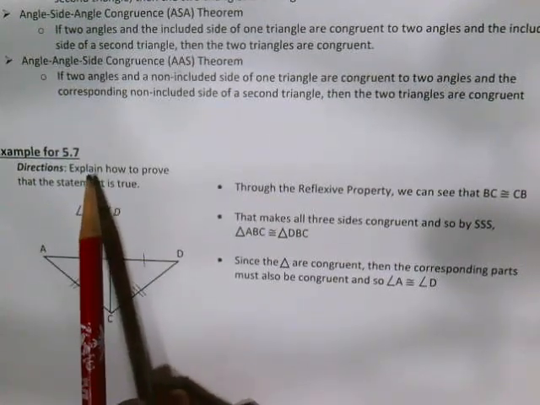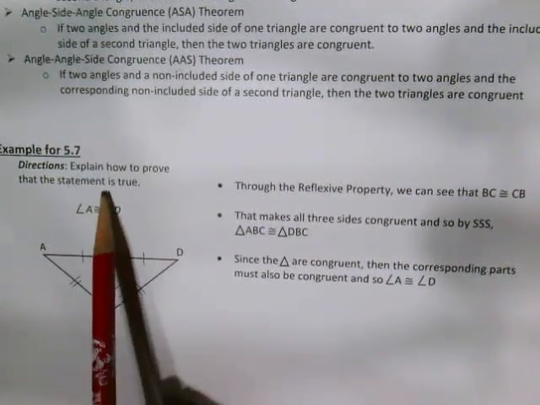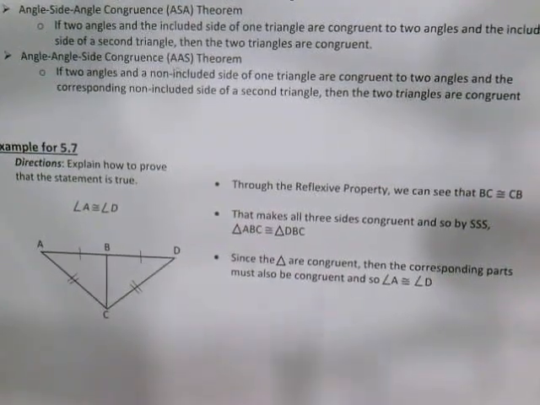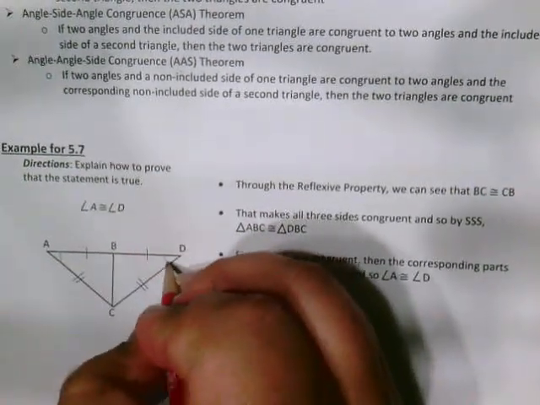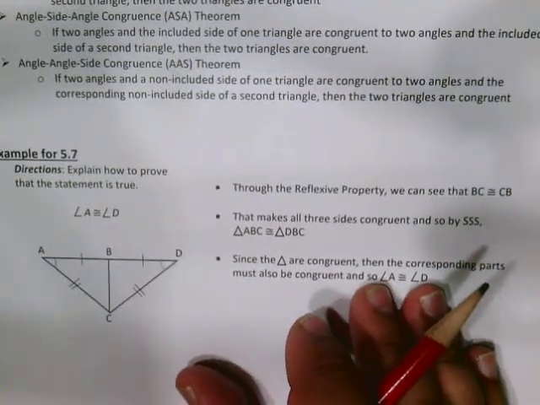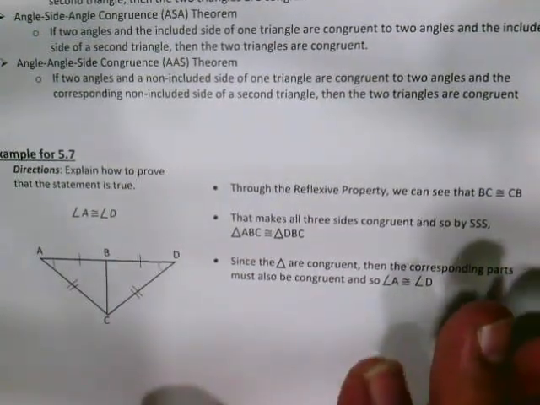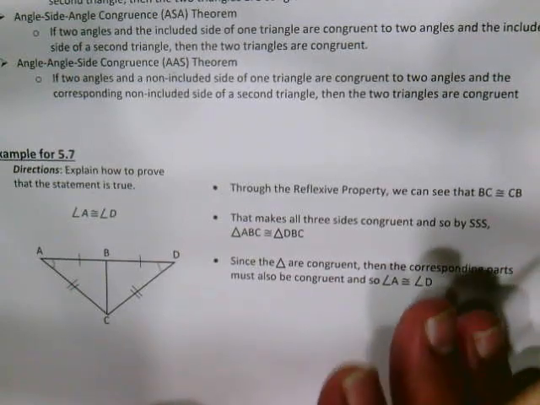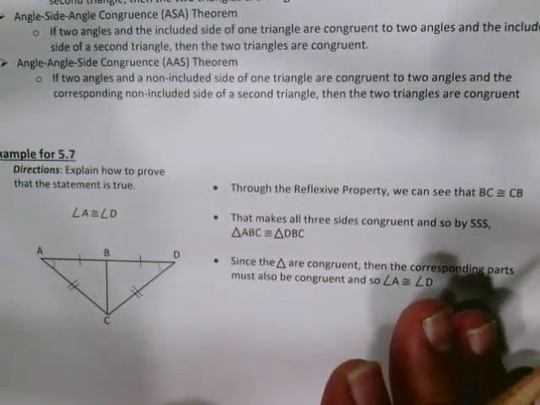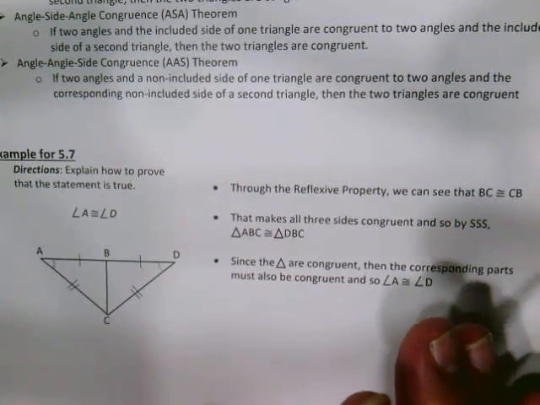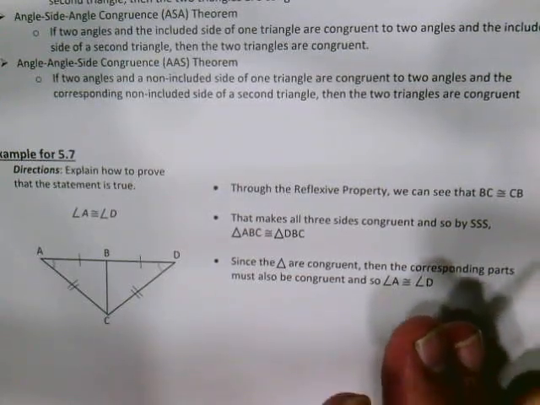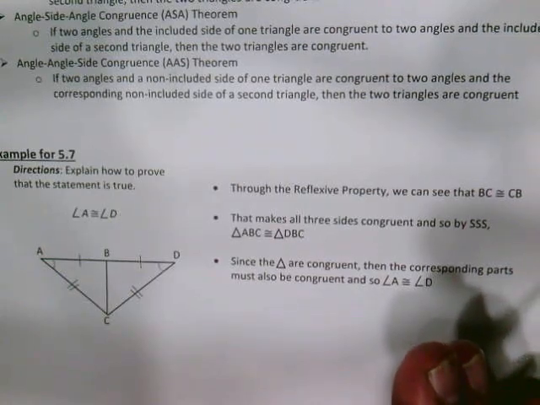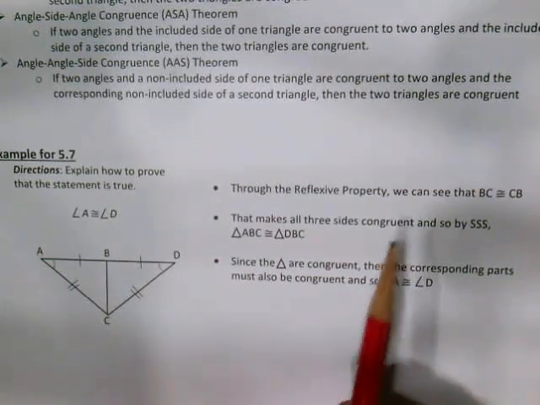Here's an example. Explain how to prove that this statement is true. Angle A is congruent to angle D. That's what we're trying to say. And what they want us to do is they don't really want us to write a formal proof. In this section, they really just want us to think about it and to write it down in sentences. Because if you can think about it, if you can say the words, if you can explain to somebody else, then you can write it down. And if you can write it down, then you can make a formal proof. So they're just starting us off small here.